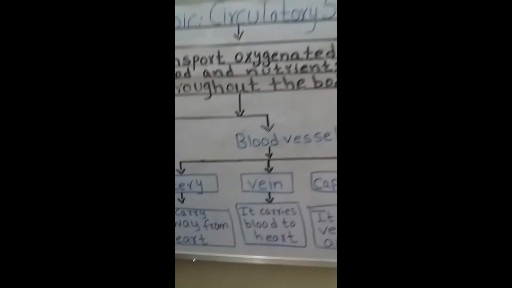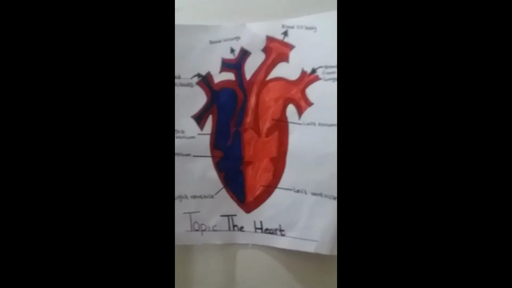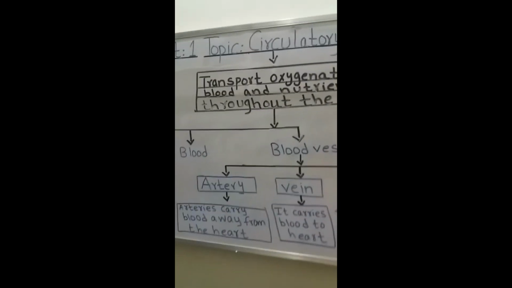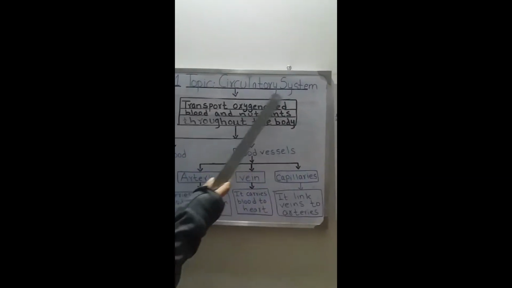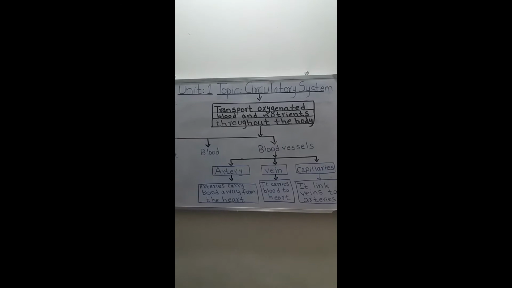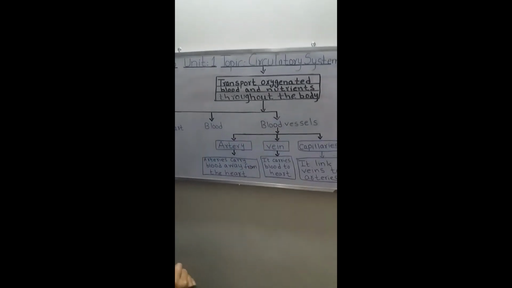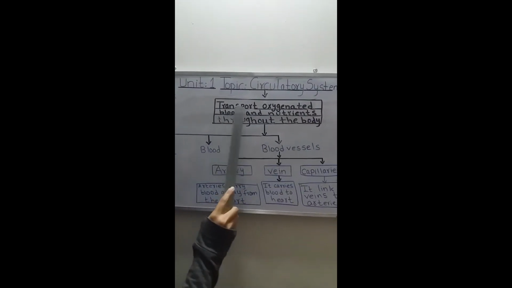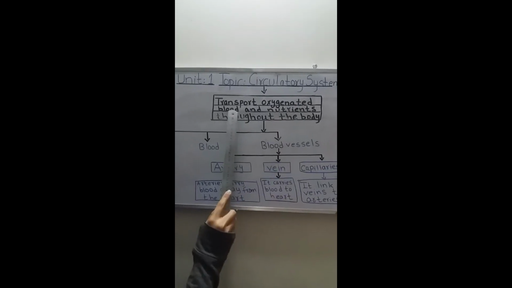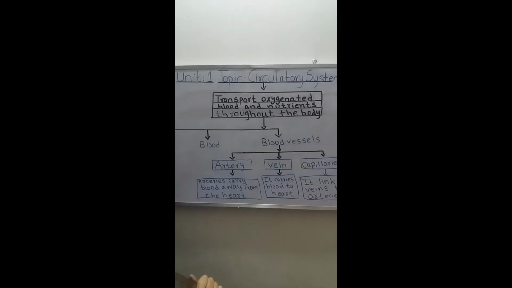Now I will explain with the flow chart. Today our topic is the circulatory system. What is the circulatory system? I guess you already did this topic in your previous class. I will tell you again. It transports oxygenated blood and nutrients throughout the body.